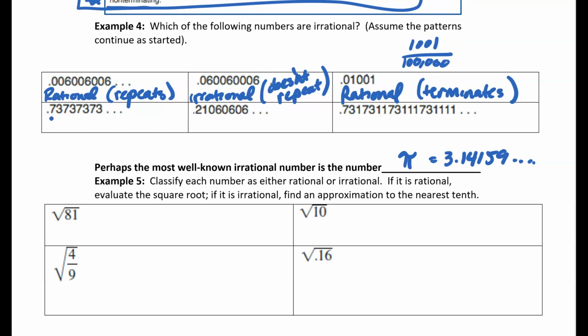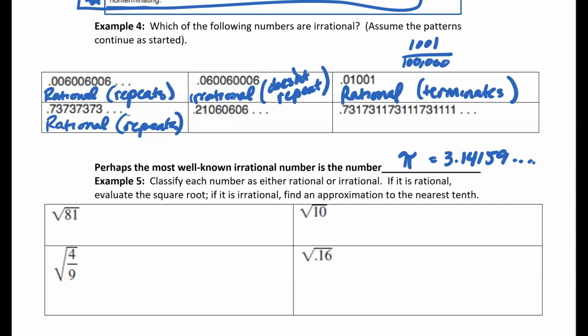Okay, this one, 0.73737373. It goes on forever, but it repeats, so I'm going to say rational because it repeats. Okay, with this one, 0.21060606, this one is also repeating.